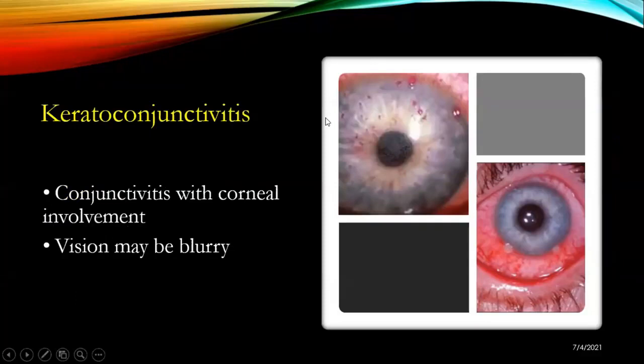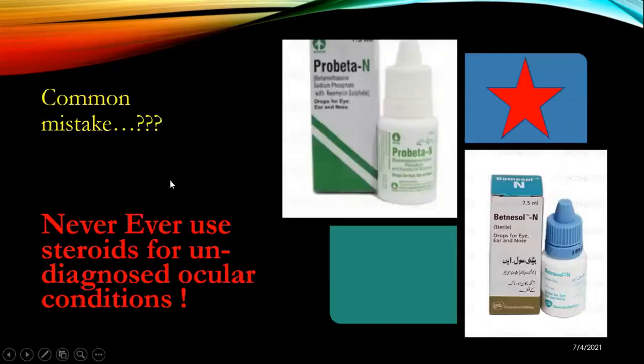And if you see something on the cornea, it may be part of keratoconjunctivitis, which means the conjunctivitis plus involvement of the cornea as well. In that case, vision may be blurry. So in these cases, just refer the patient to an eye unit.